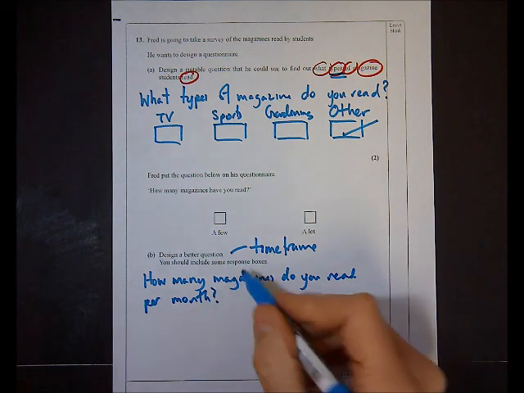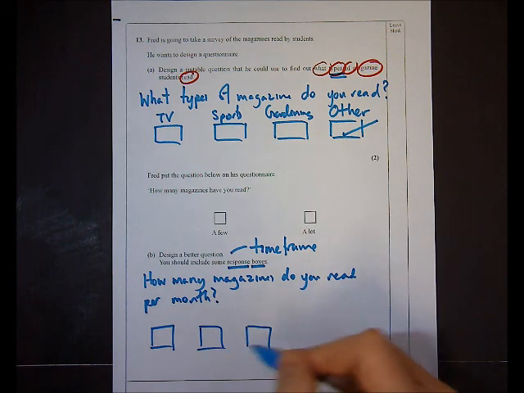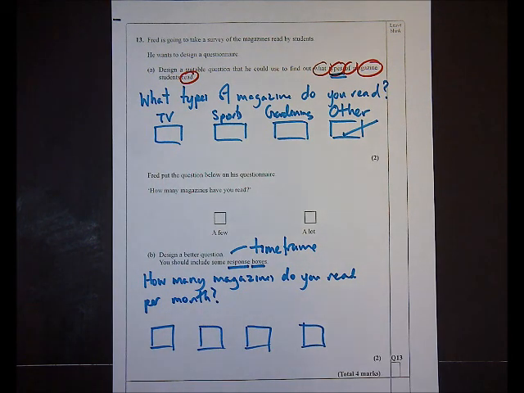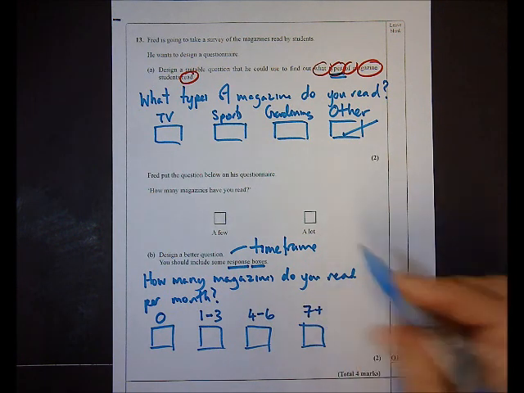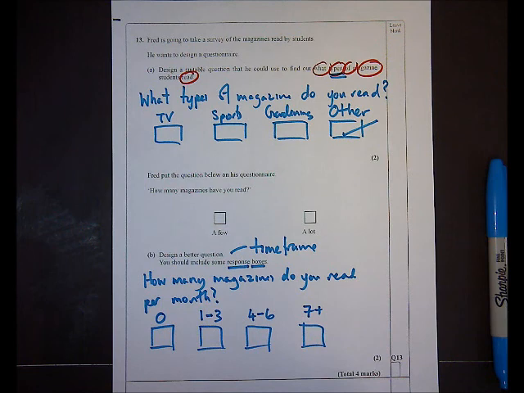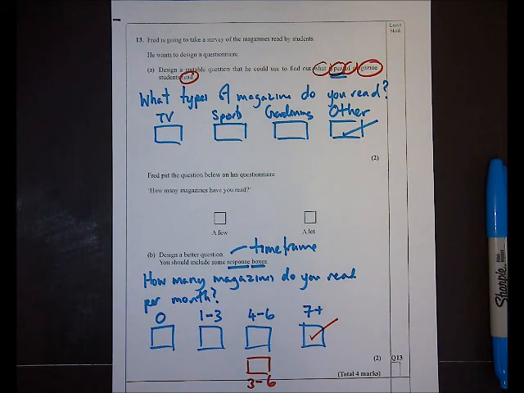And again, I'm told I need to include some response boxes. So again, 1, 2, 3, 4. Now these need to make sure they don't overlap. So I'm going to have one for 0. I'm going to have one for 1 to 3, because this is discrete information. It can only take a whole number. I'm going to have 4 to 6, and then I'm going to have 7 plus. It's important that none of these overlap. So I wouldn't want 1 to 3 and then here 3 to 6, because I could put 3 in both boxes. And again, it's important that I've got this box here for more than.